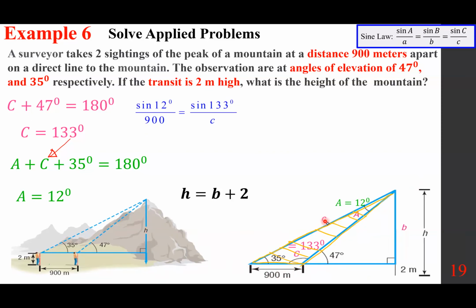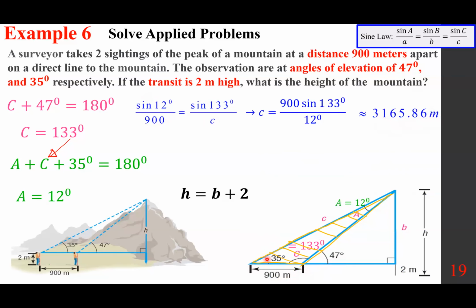Okay, lowercase c. Therefore, c is the product of these two divided by sine of 12. Put it into a calculator, use a bunch of decimals, round accordingly, and you end up with 3,165.86, and you use the same units, meters, because it was 900 meters.